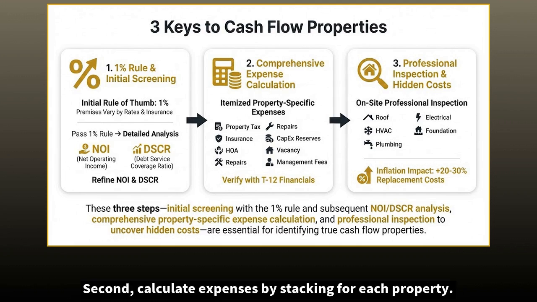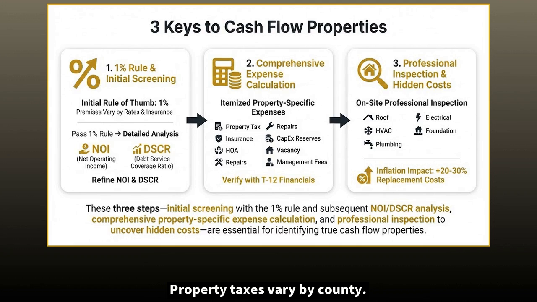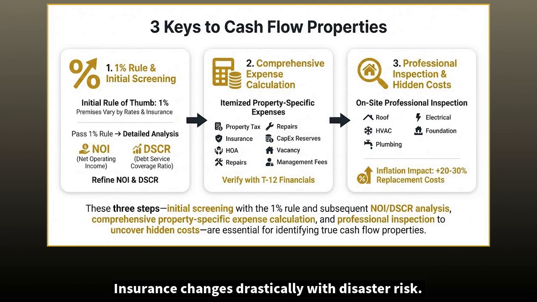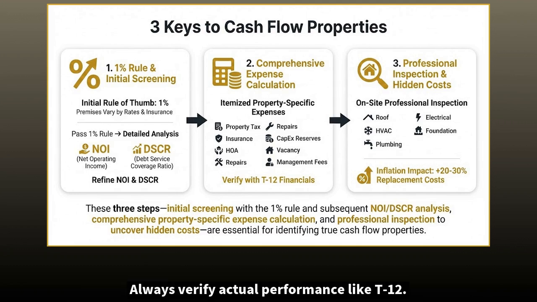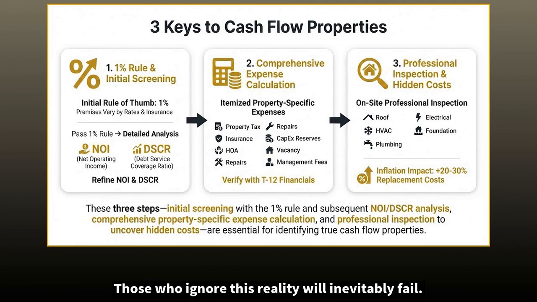Second, calculate expenses by stacking for each property. Property taxes vary by county. Insurance changes drastically with disaster risk. Repairs and capital expenditures are different things. 30 to 50% of rent is a guideline, but it depends on the property. Always verify actual performance like T12. Those who ignore this reality will inevitably fail.